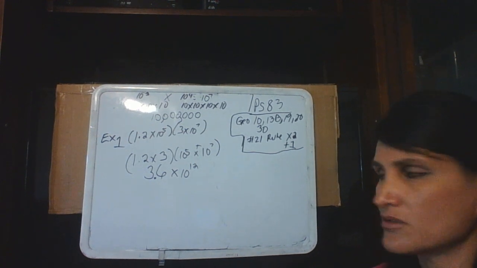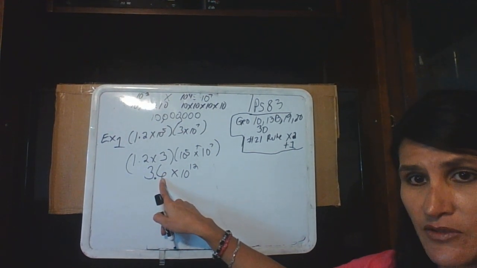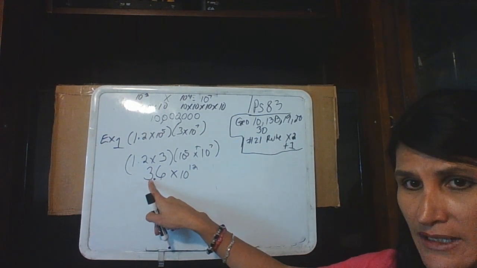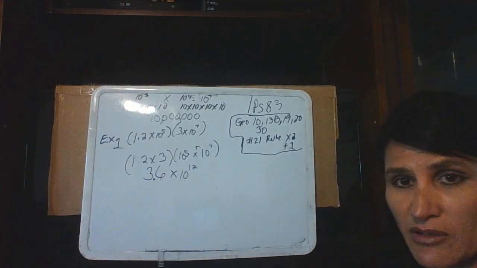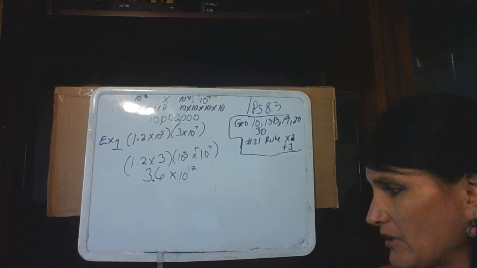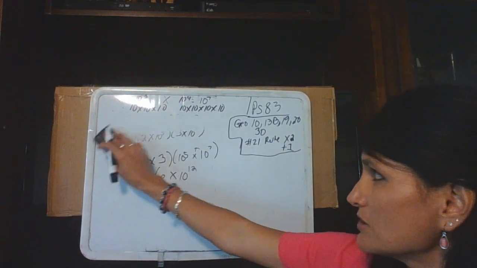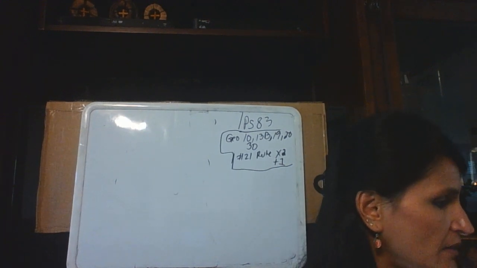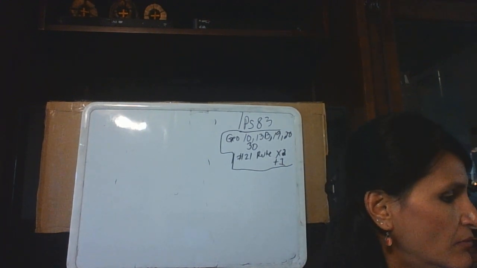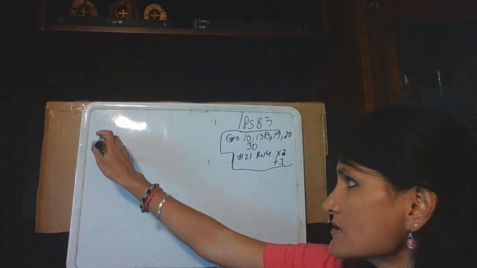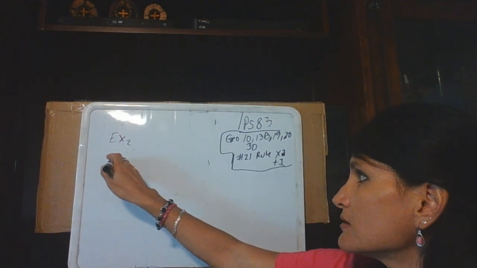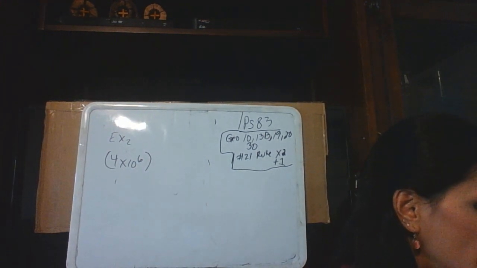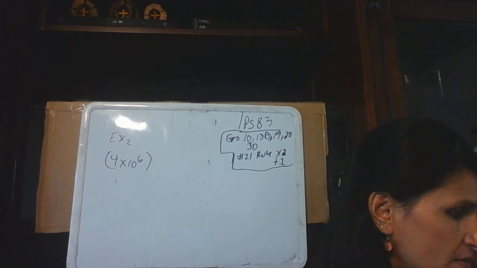The last thing I have to do is to check my number to be sure that I have the proper scientific format. Remember, that means that there can only be one whole number and then the decimal. If it is not in proper format, you have to put it in proper format, and we'll talk about that on a different example. All right, let me do another example for you. Okay, the next one is example number 2, and it reads 4 times 10 to the 6th and then it has 3 times 10 to the 5th.